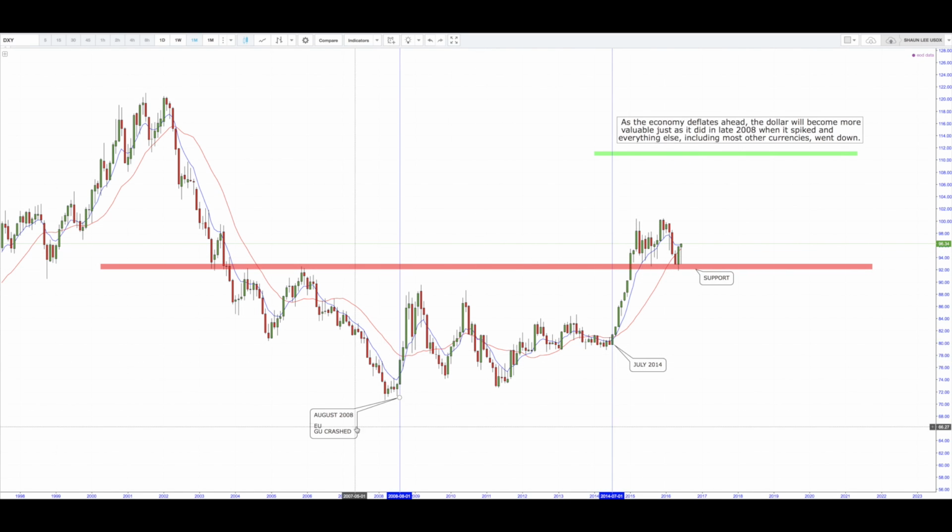Now I've marked out a few things here. August 2008, GBP USD crash. We had a huge uproar in the dollar index as well, and then July 2014 we've been on a nice uptrend since then. We broke through the resistance, which is the red line, and as you can see, we're sat firmly on it. This candlestick here is actually a bullish reversal formation to the upside. So as the economy deflates ahead, the dollar will become more valuable, just as it did in late 2008 when it spiked and most other currencies went down. And I believe this can go into 2018, 2019.